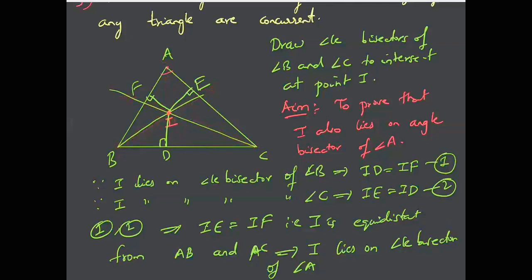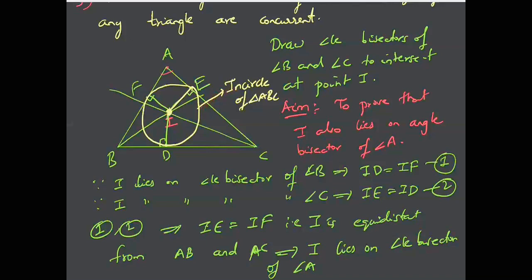Since I is equidistant from the sides of the triangle, because ID is equal to IE is equal to IF, and these three points E, F and D are equidistant from I, I can definitely draw a circle passing through these three points. The center of that circle must be I, because IE is equal to IF is equal to ID. So this circle is called the incircle of triangle ABC. With I as center and ID or IE or IF as radius, if I draw a circle, I get the incircle of triangle ABC.